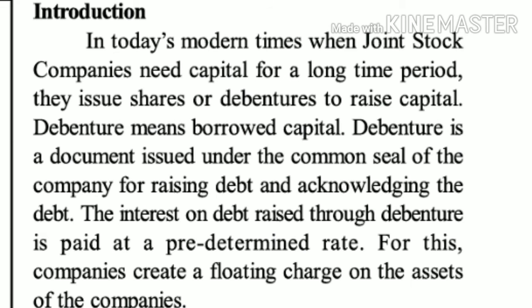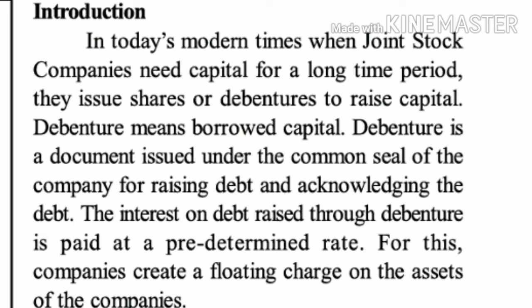Let's take an example. If a company is issuing debentures, then it must add the words 5% or 10% redeemable debentures. The percentage which is shown in front of the debentures, the 5 or 10%, is basically known as the interest on the debentures. And it is always paid at a predetermined rate, at a predetermined time, whenever a company decides it.